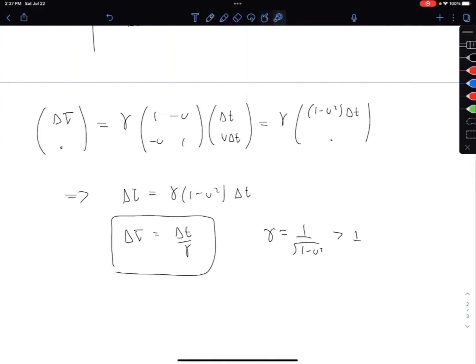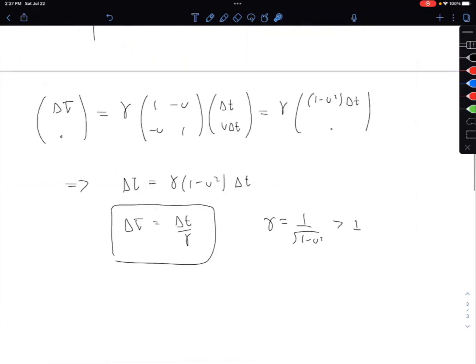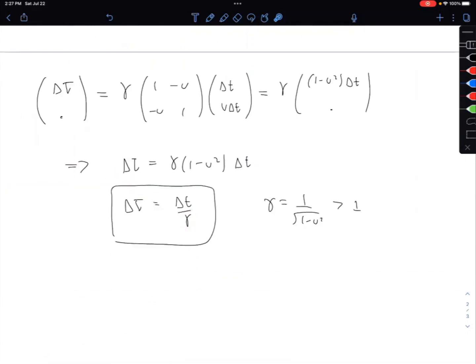So I'm taking the time that is read in the unprimed frame, the time that is read in the frame that is watching this clock. I divide it by a number greater than 1, and I get the time elapsed on the clock itself. So what that means is that delta tau is going to be less than delta t. And what people will say about this is that moving clocks run slow.